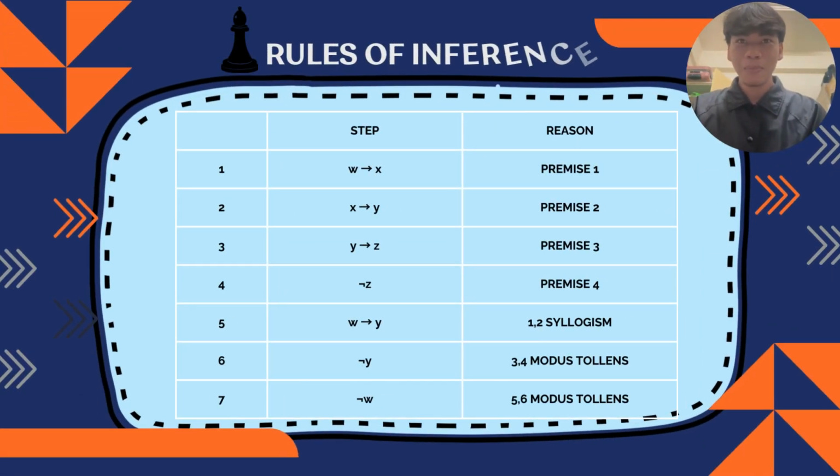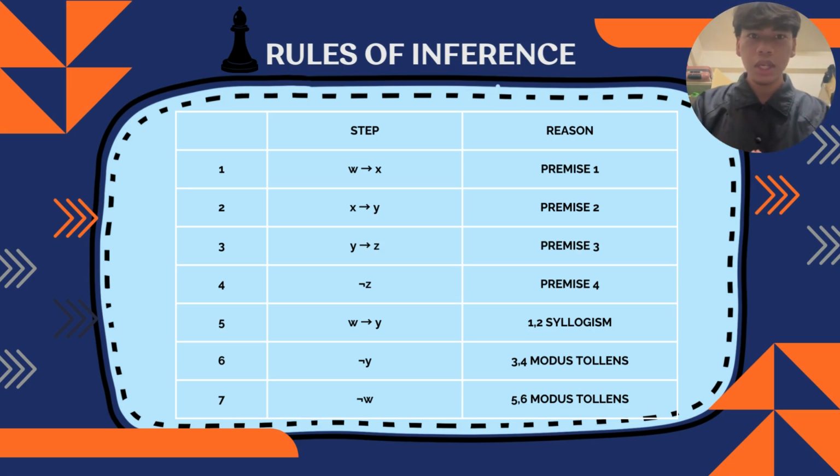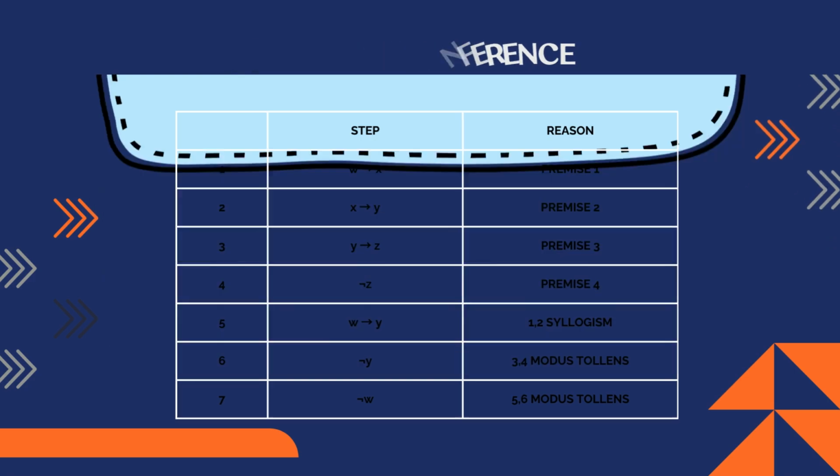So next we have an example of rules of inference. First, we have W implies X for premise 1, X implies Y for premise 2, Y implies Z for premise 3, and not Z for premise 4. So the first step, we can use syllogism for 1 and 2 and it becomes W implies Y. Then we can use modus tollens for 3 and 4 and it becomes not Y. Lastly, we can use modus tollens again for 5 and 6 and it becomes not W.